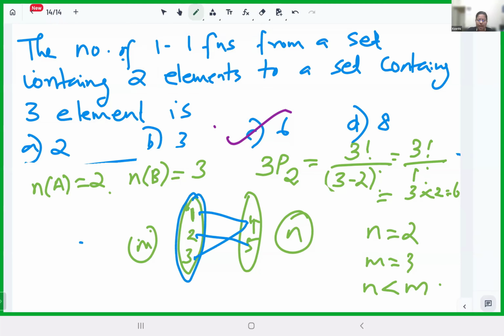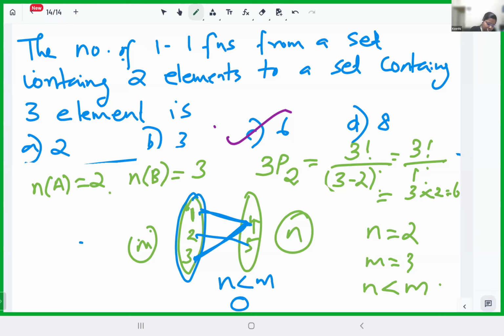If I map 3 to 4, what will happen? It will not be a one-one function, right? We know that for a function to be one-one, it should have a unique image. It is not, since 1 is also mapping with 4 and 3 is also mapping with 4. So it is not one-one. So we can say that if n is less than m, there are 0 functions. There won't exist any one-one function.